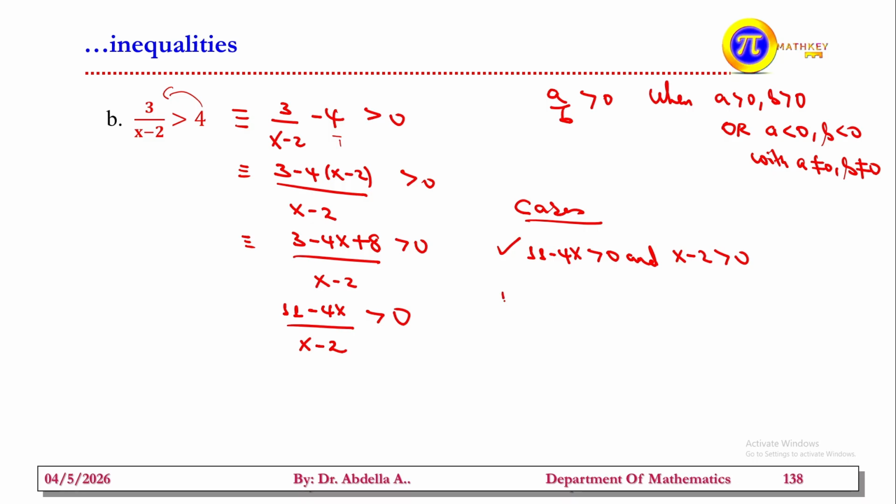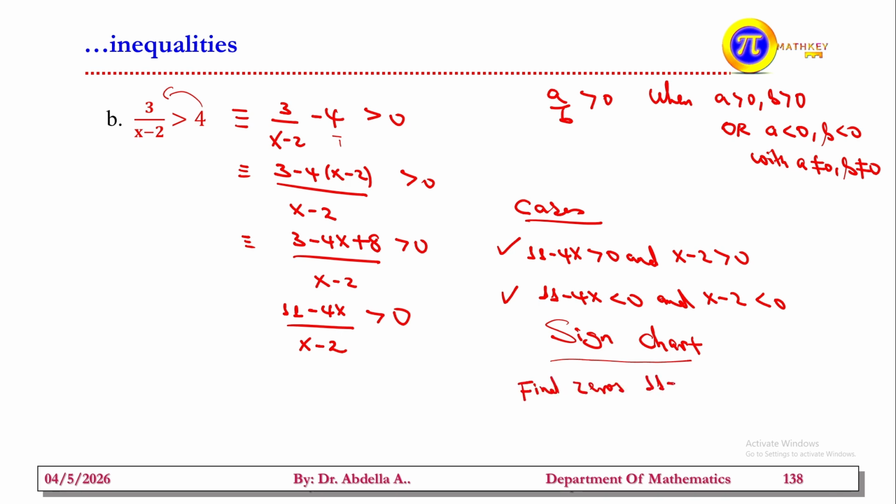When you consider the second case, both are less than 0. That means 11 minus 4x is less than 0, and at the same time x minus 2 is less than 0. This is the case approach, or we can apply a sign chart. In that case, you find the zeros of the numerator and denominator, which are 11 minus 4x and x minus 2, and then apply the sign chart. For our purpose, let us apply a sign chart to solve such problems.